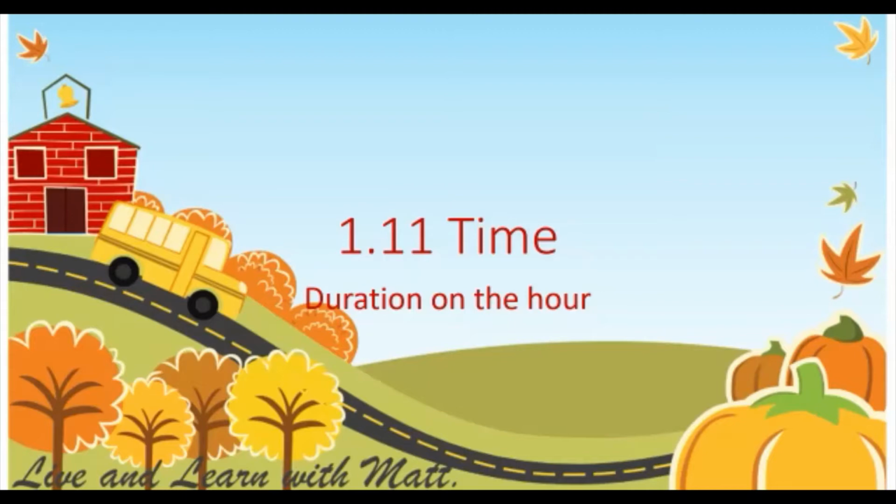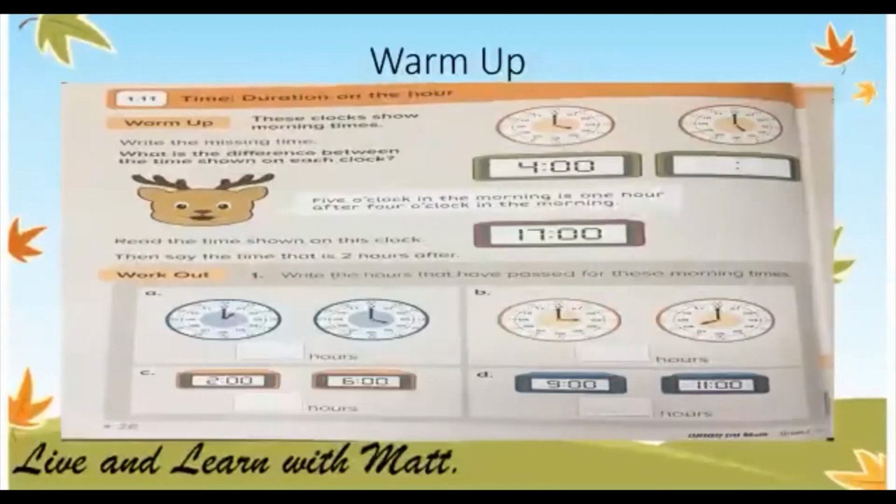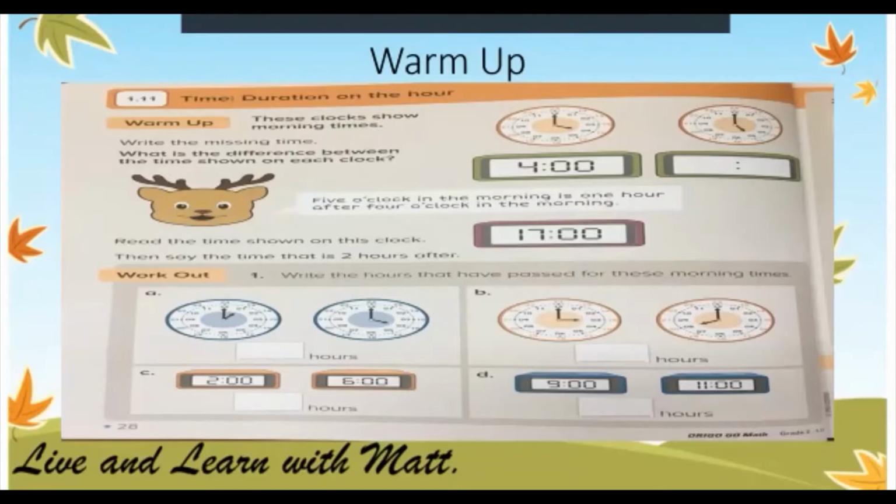Today we're going to talk about time, duration on the hour. On to the warm-up. These clocks show morning times. Write the missing time. The first clock, we can say it's 4 o'clock, 4 a.m. The second clock shows what time? It shows 5, very good, 5 o'clock.